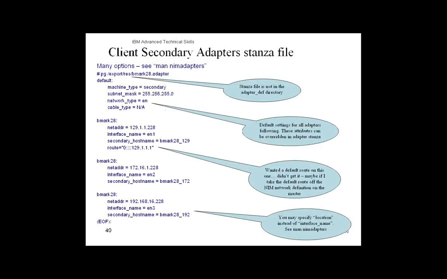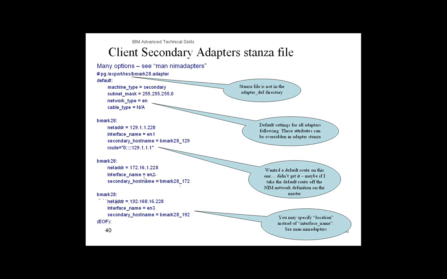Then I built up a secondary adapters stanza file. And you see me putting in an export res. I'm not putting in an export adapters. I'm going to put this in export res, and I'm going to parse it into the adapters resource. Some certain default settings. Then for this client, bmar28, I have these secondary adapters. You know, this netaddr on en1, this host name. This netaddr on en2, and this host name associated with it.